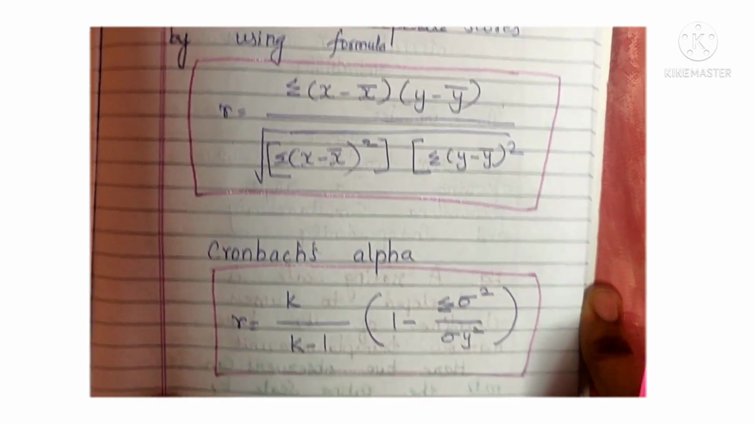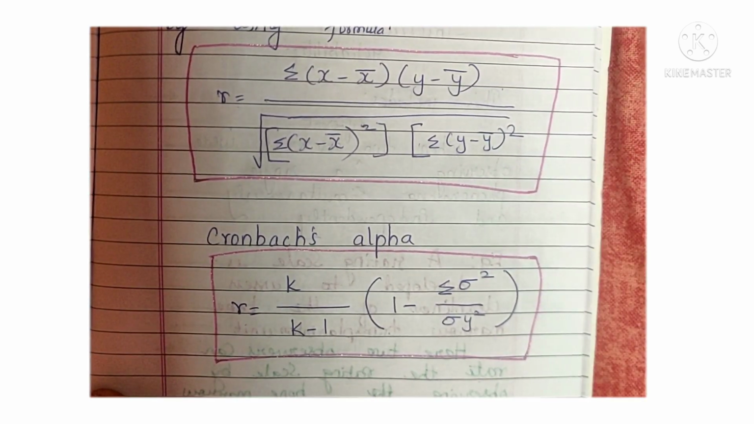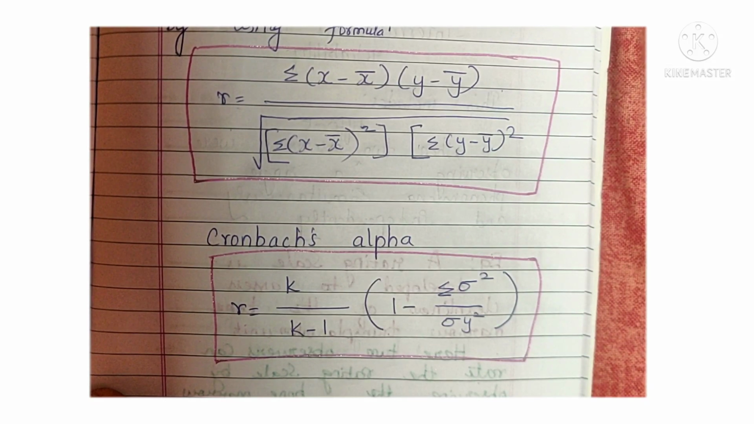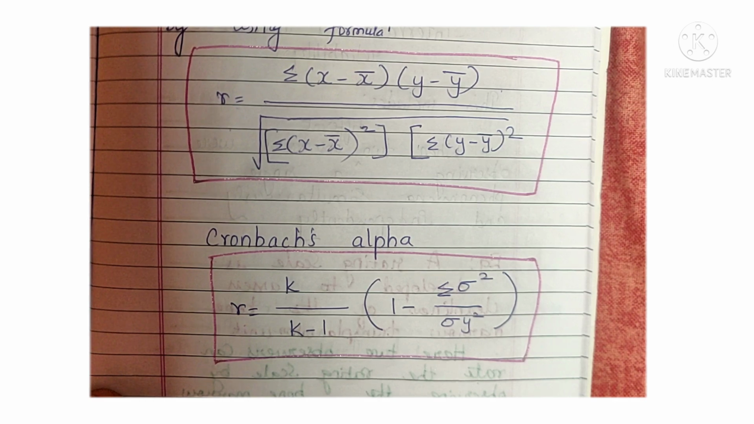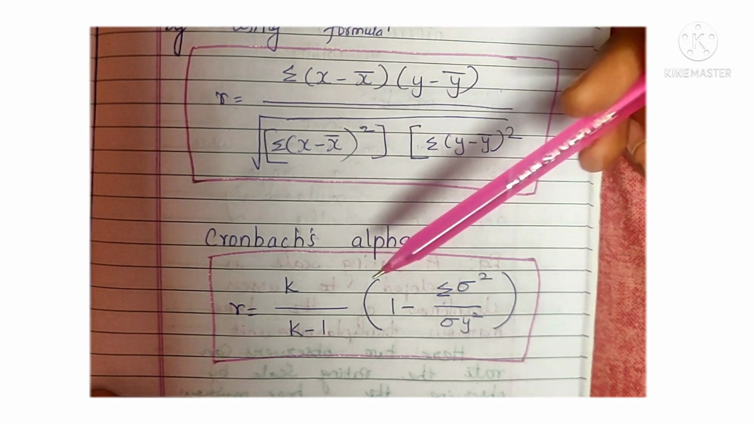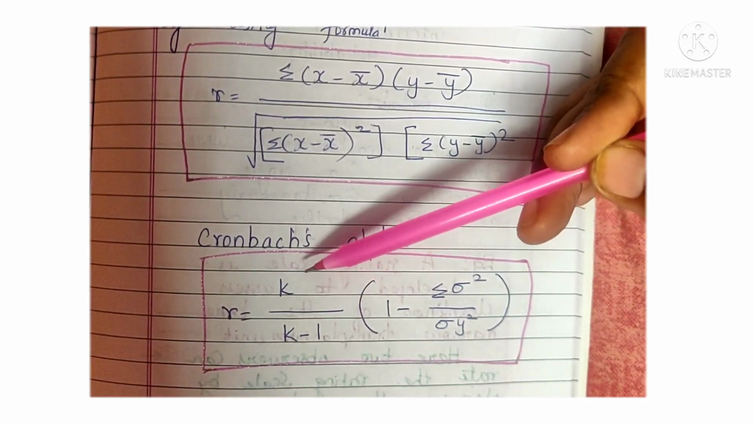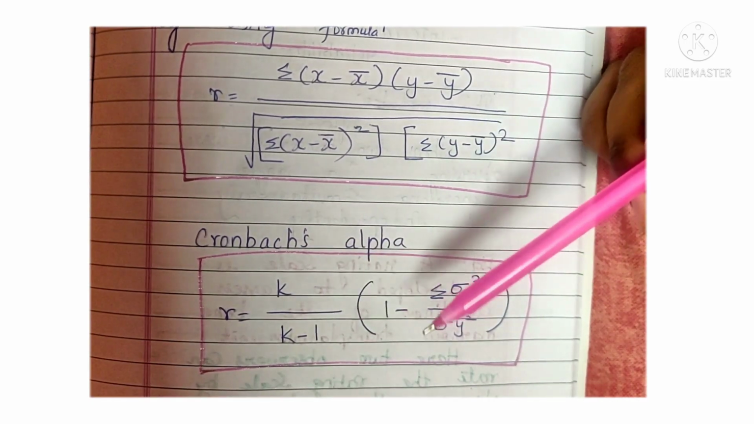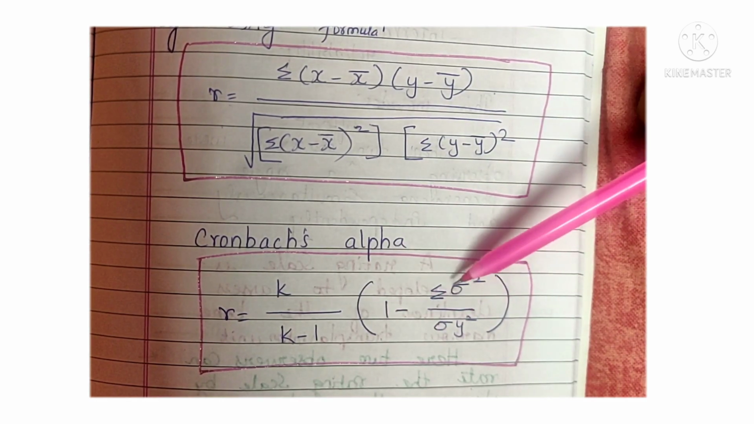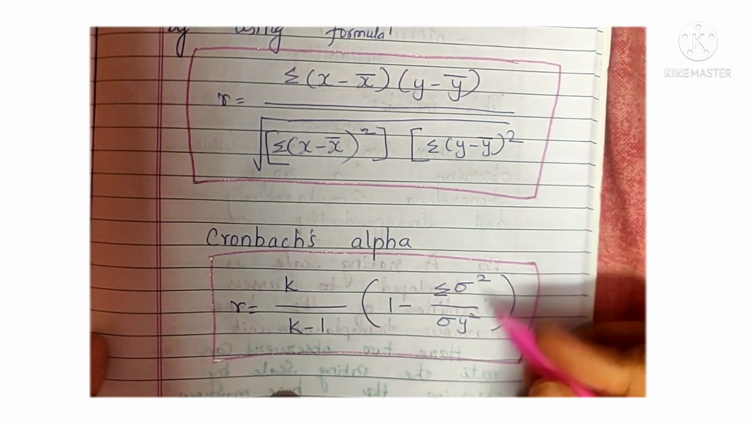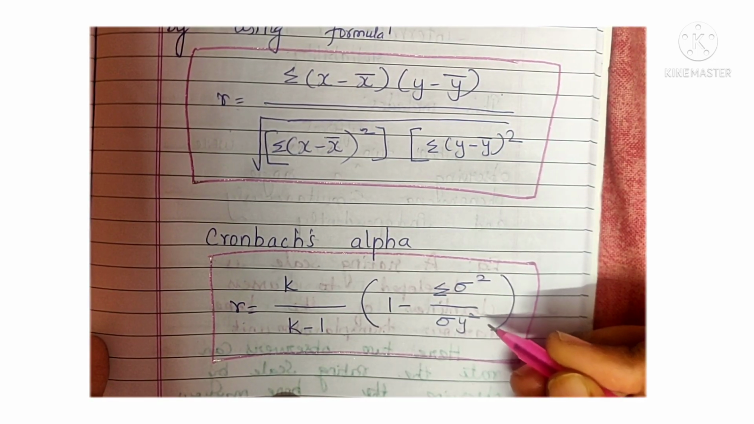Or you can use one more formula. They may ask for testing with the split-half technique, not the inter-rater method. For the split-half technique, you are looking at internal consistency, which is measured by means of Cronbach's alpha. Here the formula is r equals k divided by k minus 1, into 1 minus sigma of the standard deviation of each item squared divided by the standard deviation of the total score squared.